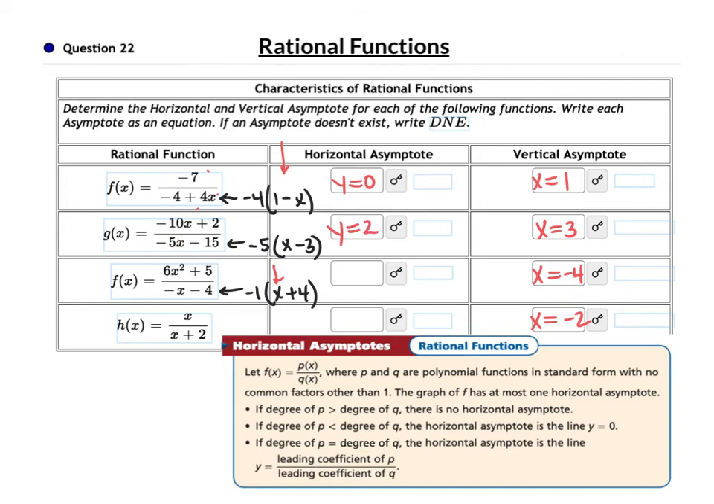For the third one, the degree of the top, the numerator, is 2. The degree of the bottom is 1. The degree of the top is greater than the degree of the bottom. There is no horizontal asymptote. It does not exist. And for the last one, the degrees again are equal. So we're to this last one here. The leading coefficient of the top, which is 1, divided by the leading coefficient of the bottom is 1. Both numerator and denominator have a coefficient of 1. 1 over 1 then is my horizontal asymptote. That would be y equal 1.